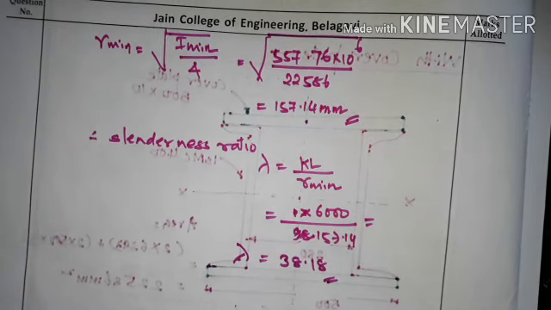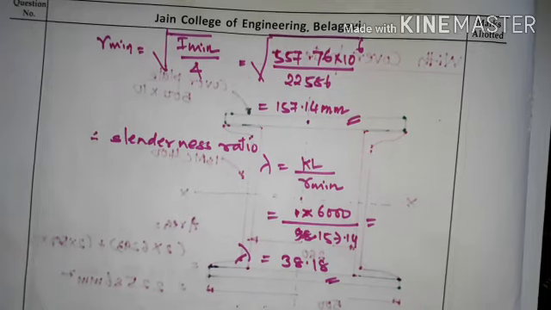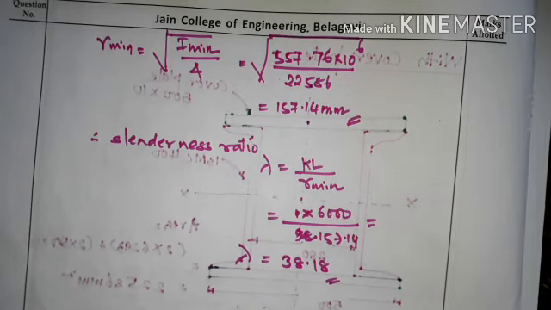Now we have to go back to the compressive stress table. But before that, we have to find out in which buckling class the given section fits. As I told you in the previous session, for that you have to go to table number 10.